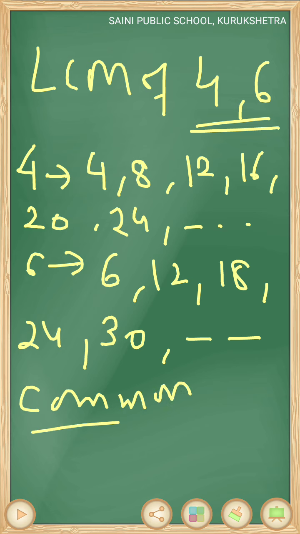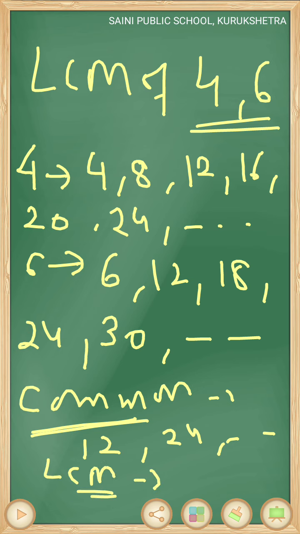Now common multiples. You can see here what are common multiples. First common multiple is 12, then 24 and so on. Now what is LCM of 4 and 6? LCM is the smallest common multiple. These are common multiples and the smallest is 12. So its LCM will be 12. Okay, so by using common multiples we can find LCM of given numbers.